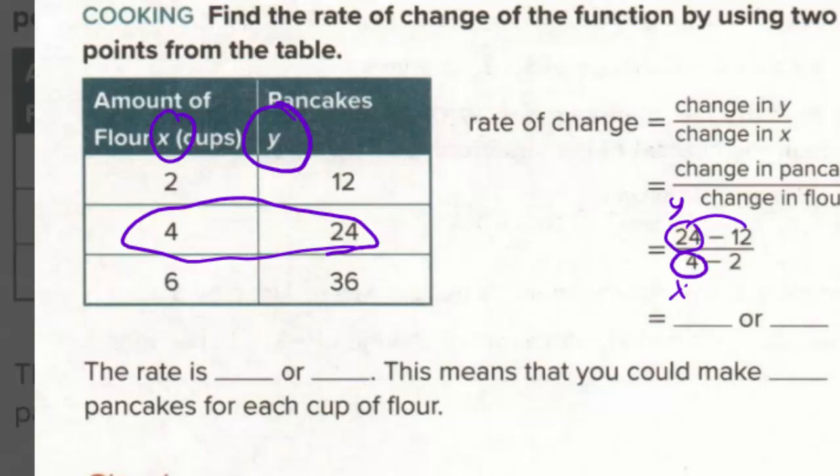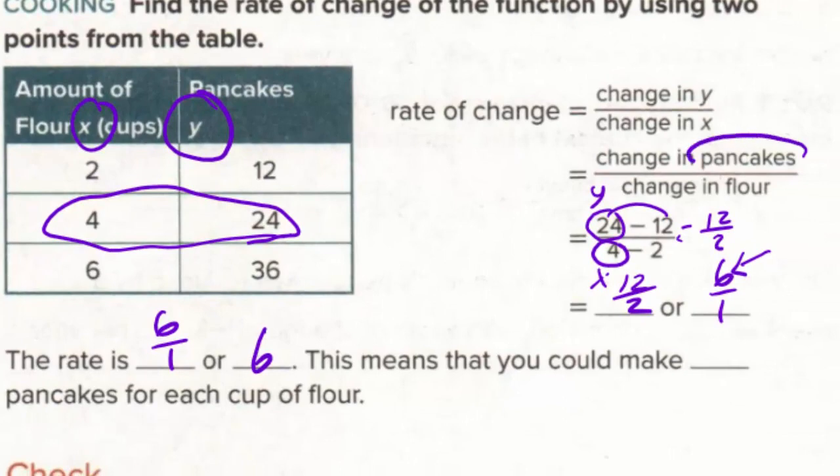So anyway, we subtract them, and 24 minus 12, that's going to give me 12. Let me write that out there. That's going to give me 12, and over 4 minus 2, which is 2, so that's going to give me 12 over 2, or we can reduce that to 6 over 1. So this, we would describe the rate is 6 over 1, or plain old 6. And this means that you could make 6, remember this top number right here is representing pancakes. So this could make 6 pancakes for each cup of flour. The denominator here, which is 1, represents flour.